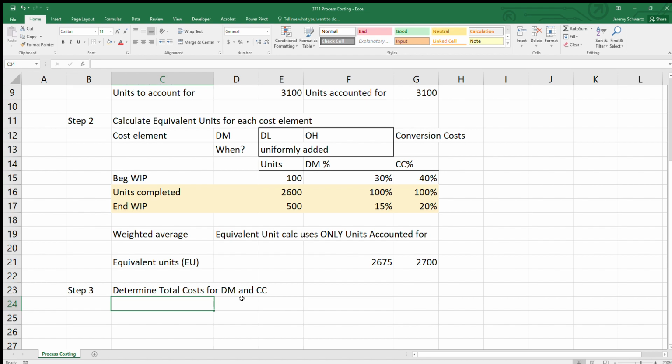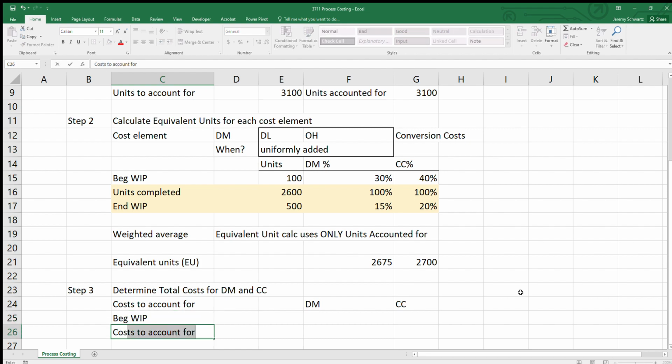Now we're going to introduce a term that is similar to what we've seen before. So now what we're going to do is have costs to account for. And we will just follow the formula, following where the direct materials and conversion costs are above. So our costs to account for, we're going to have our beginning work in process, and then costs already incurred during the current period.